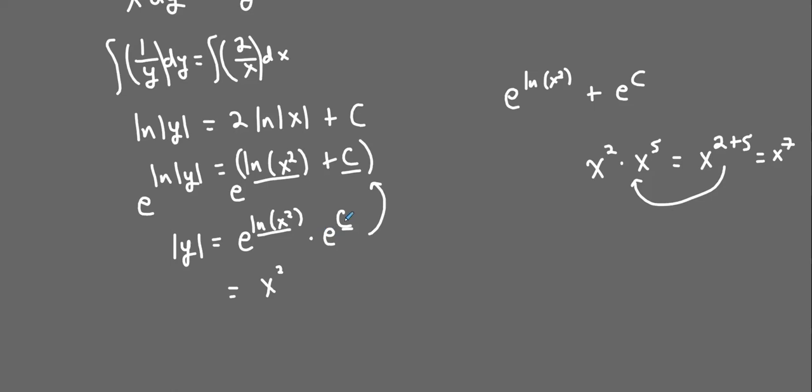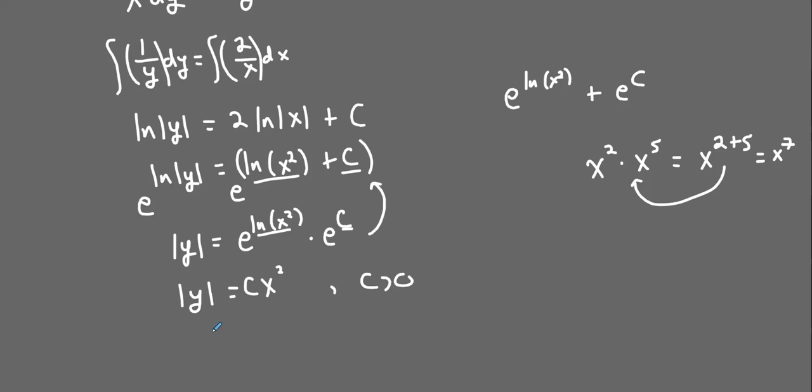And for this one, e raised to an arbitrary constant, we could just call that another arbitrary constant. It's just a constant. E raised to any power is going to be a positive number as well. So we have a positive c. You could note that here c has to be greater than or equal to 0. Actually, it has to be greater than 0 because e to the c can't be equal to 0. So c has to be bigger than 0.